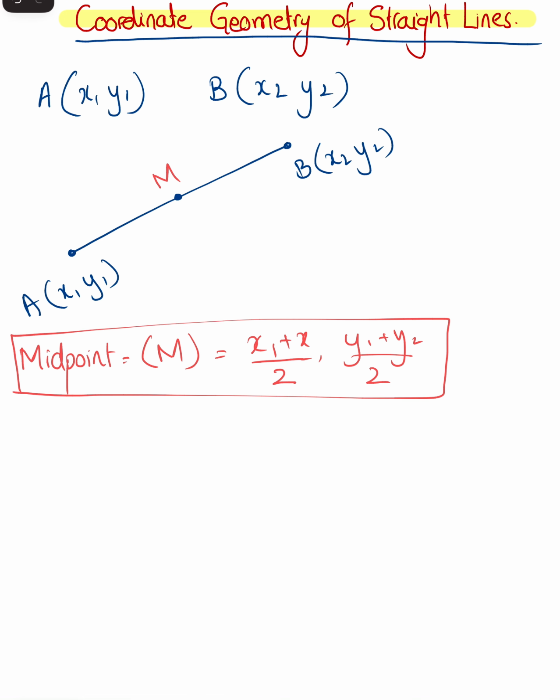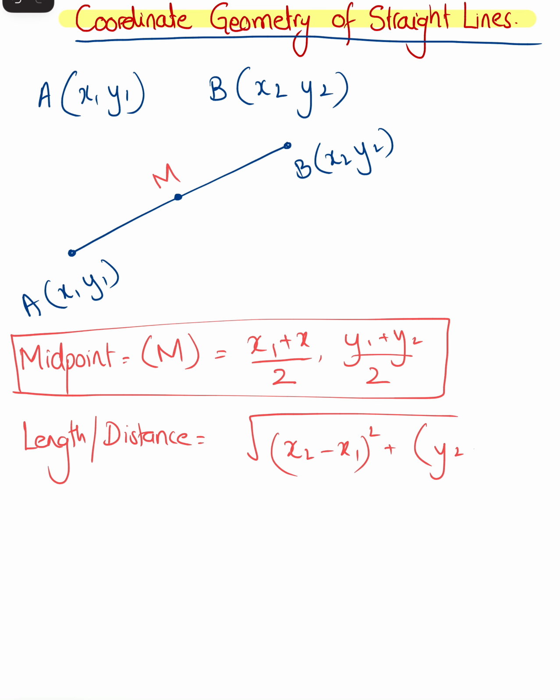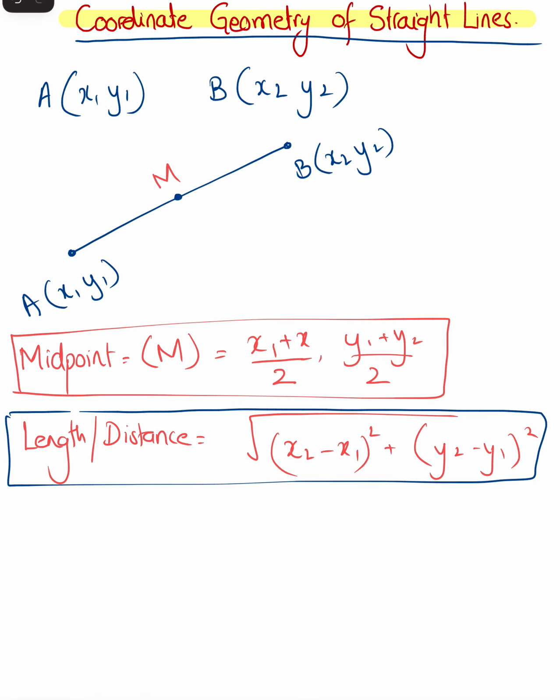Now the second thing that we need to know is if they ask you to work out the length of AB, the length of line AB, that's got a different formula, and the formula for length or distance is the square root of x2 take away x1 whole squared plus y2 take away y1 whole squared, and that will help you work out the value for the length of the line.